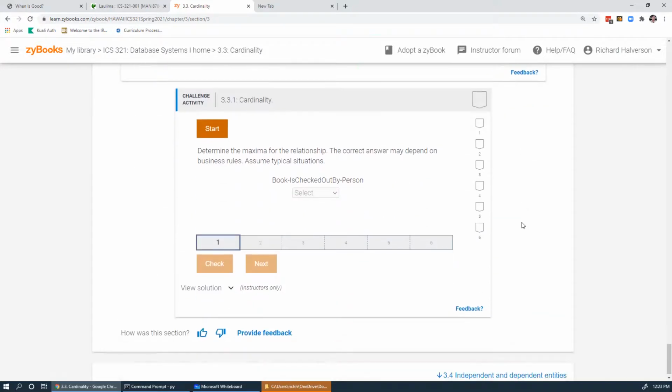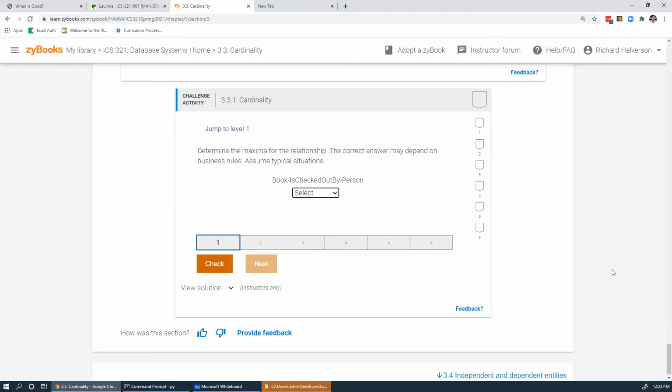All right, here's a nice challenge activity. Let's see how this one works. Determine the maxima for the relationship. The correct answer may depend on business rules. Assume typical situations. Okay, so the first one.